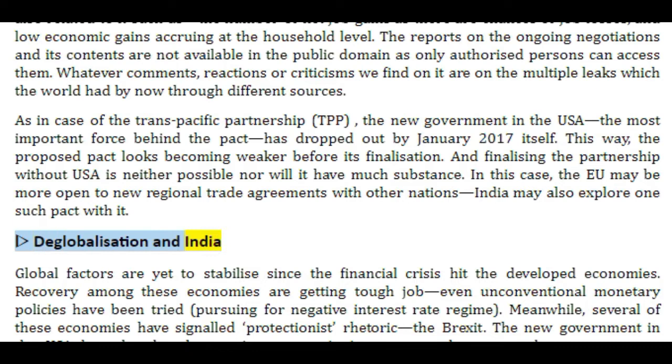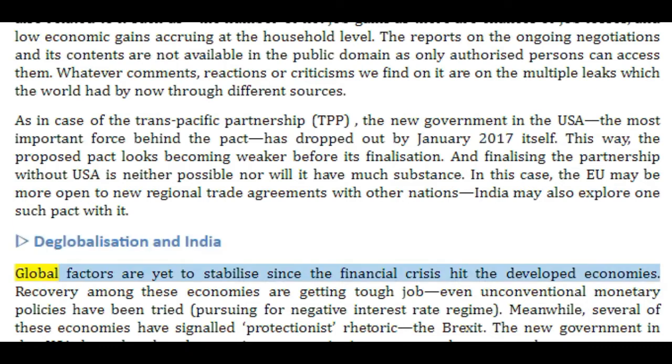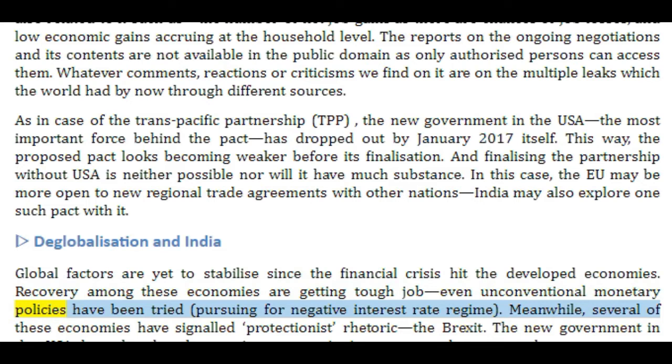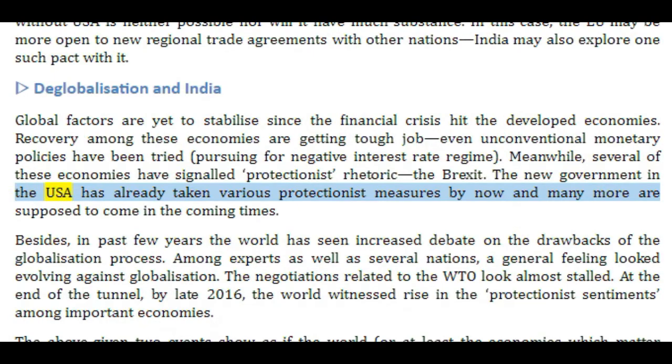Deglobalization and India. Global factors are yet to stabilize since the financial crisis hit the developed economies. Recovery among these economies is getting to be a tough job. Even unconventional monetary policies have been tried, pursuing a negative interest rate regime. Meanwhile, several of these economies have signaled protectionist rhetoric, the Brexit. The new government in the USA has already taken various protectionist measures by now, and many more are supposed to come in the coming times.